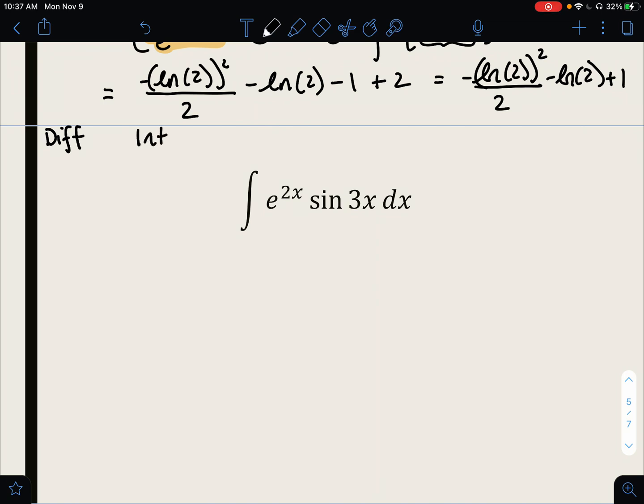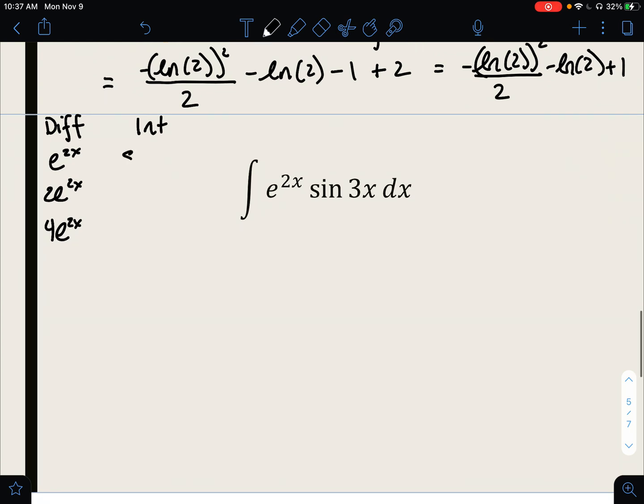Differentiation and integration. e to the 2x, 2e to the 2x, 4e to the 2x. Now for the sine. Sine of 3x. Watch out for the little chain rule here. Negative 1/3 cos of 3x, and then negative 1/9 sine of 3x. And that's all I need.